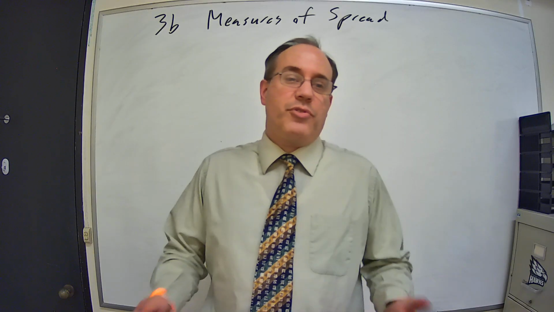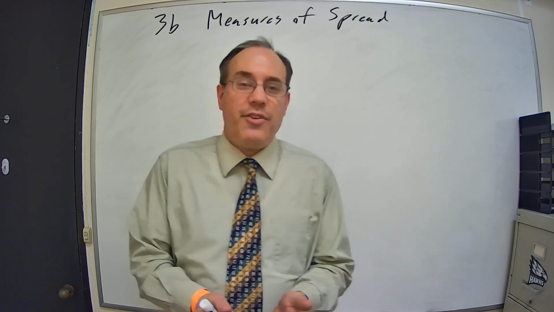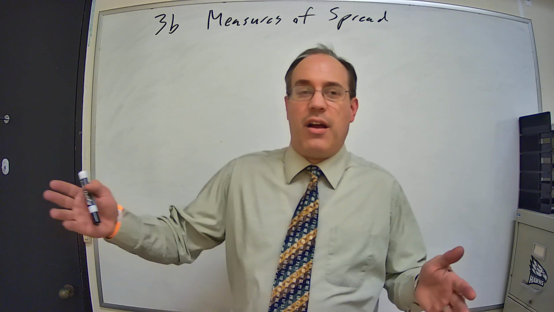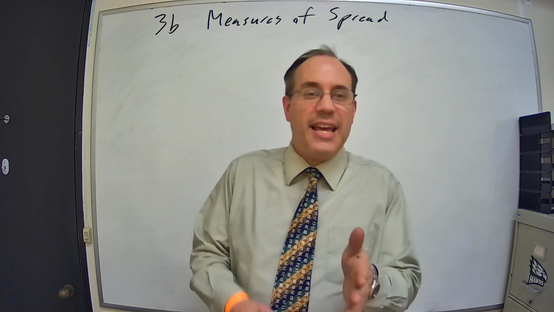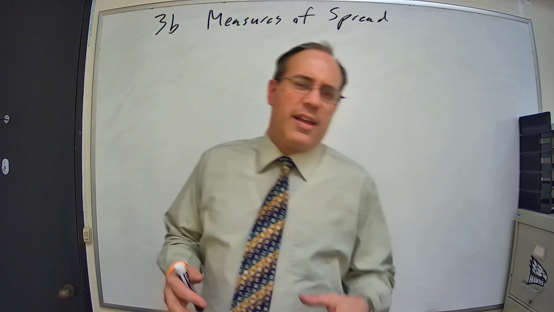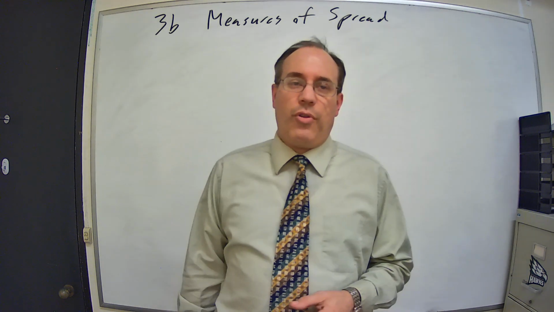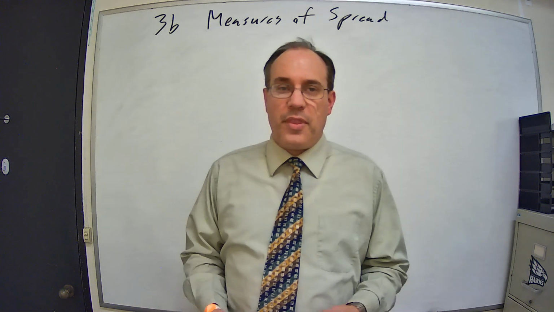I could have two sets of data that have an average of 100. One could start at 50 and end at 150 and have an average of 100, or I could have one that starts at 98 and ends at 102 and has an average of 100, right? So just having a measure of center doesn't give us the full set of information. We want to look at the spread also.